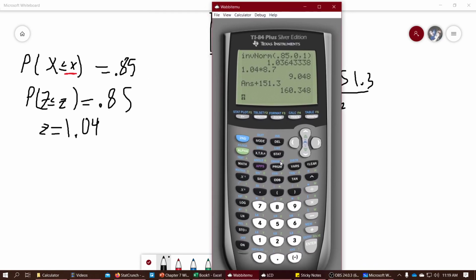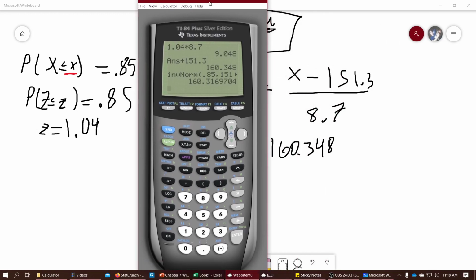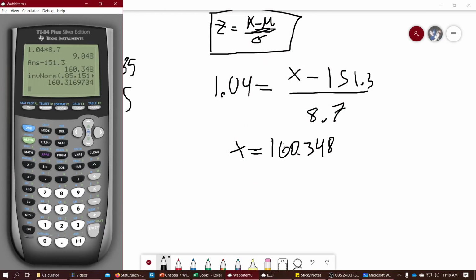I'm going to go back to inverse normal, so second vars, inverse normal. Now I still want 0.85. We still have less than or equal to, looking at the very beginning of this problem. But now I'm going to put in our distribution's mean and standard deviation: 151.3 and the standard deviation of 8.7. You'll note inverse normal gives you the x value. You get 160.316, which is extremely similar to what we got here. The table, as usual, has some round off.